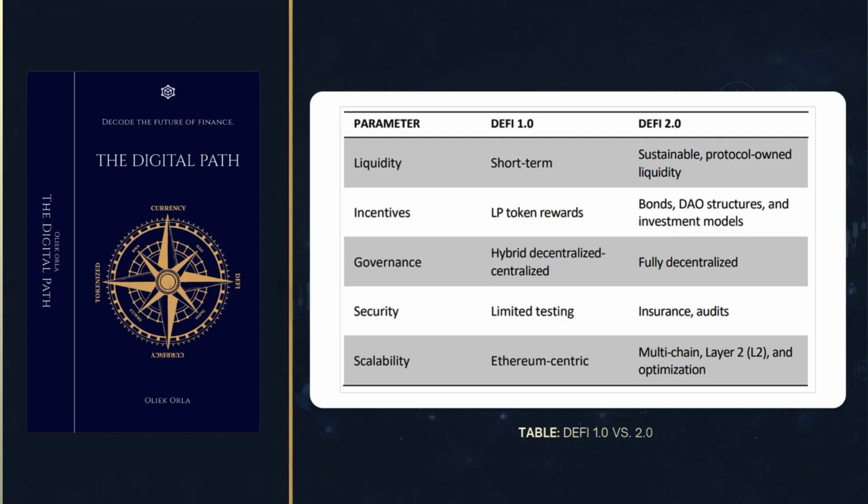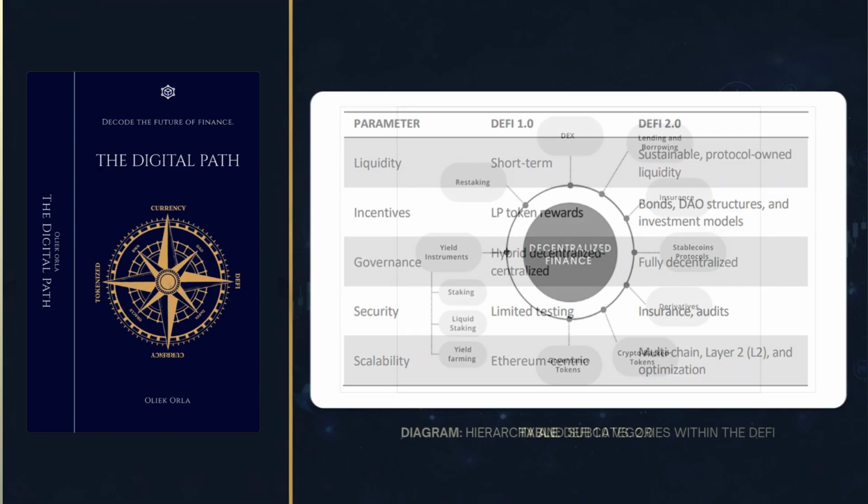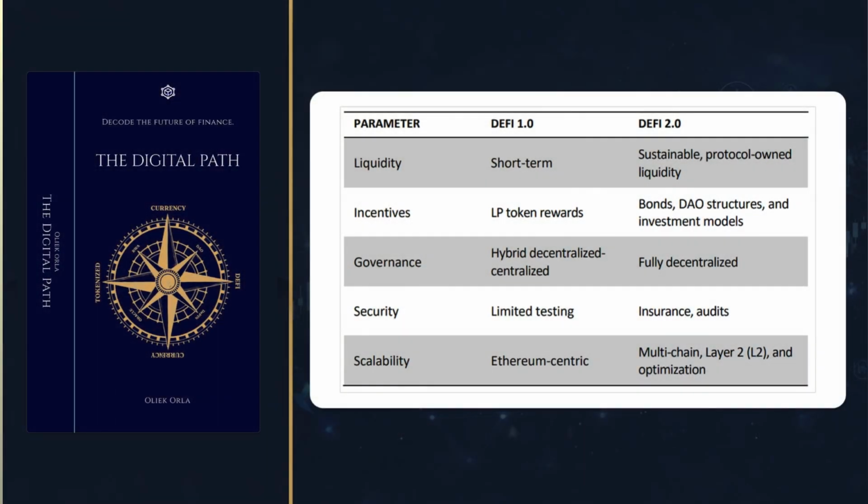This creates a more secure environment and increases user confidence. 4. Scalability and high fees. DeFi 1.0 was heavily dependent on Ethereum, leading to congestion and high transaction costs. DeFi 2.0 adopts Layer 2 solutions and multi-chain architectures, making transactions faster and more affordable.